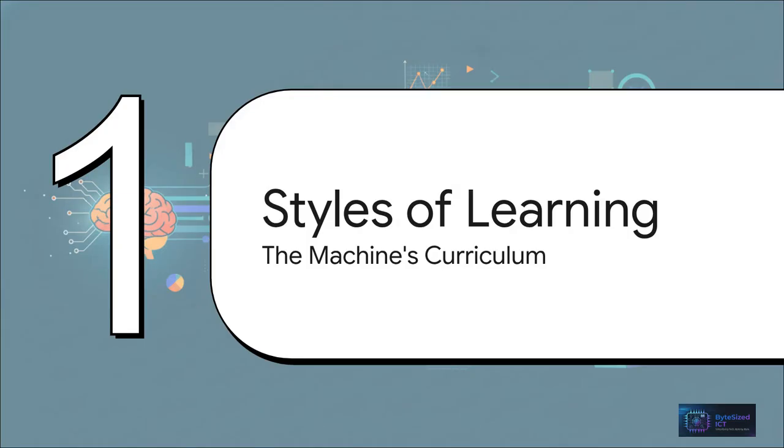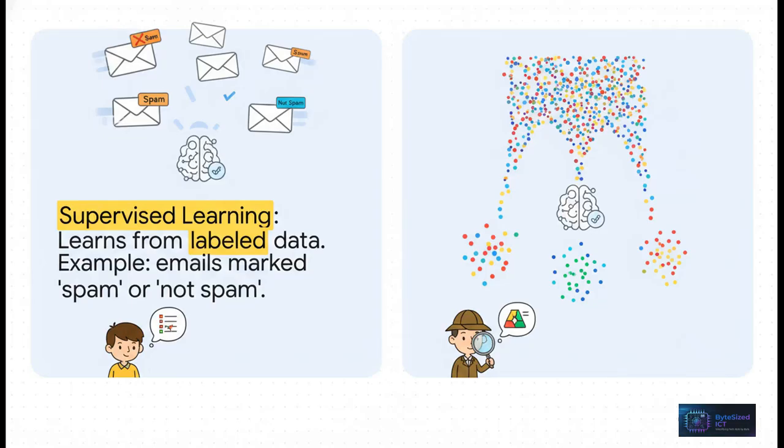Okay, so we've got the basic 4-step process down, but it turns out there are a few different teaching styles, or curriculums, that we can use to train a model. There are 3 main ways to do it. So, first up is what we call supervised learning. This is where we basically give the machine an answer key. We feed it a bunch of data that's already labeled, like a million emails that are clearly marked spam or not spam. The goal is for it to learn the patterns so it can label new emails correctly.